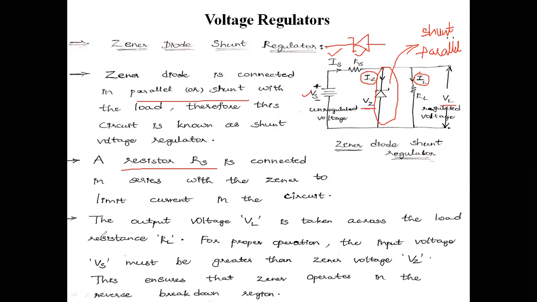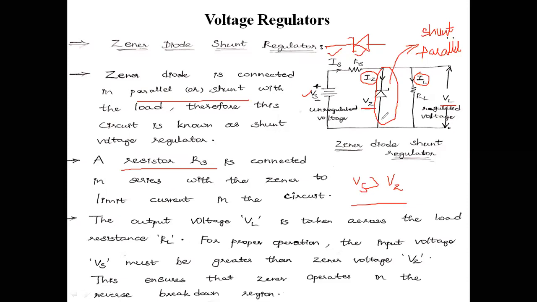And the output voltage VL is taken across the load resistance RL. For proper operation, this input voltage VS must be greater than the Zener voltage. This VS should be greater than VZ here. This ensures that the Zener operates in the reverse breakdown region. It is biased in the reverse bias condition.